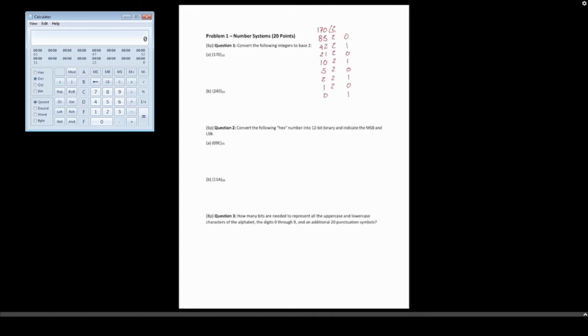Perfect. And now, common mistake, people write 0101 as an answer, but don't forget that you're reading the values from the bottom to top approach. So here we get as an answer 1010 1010, base 2.